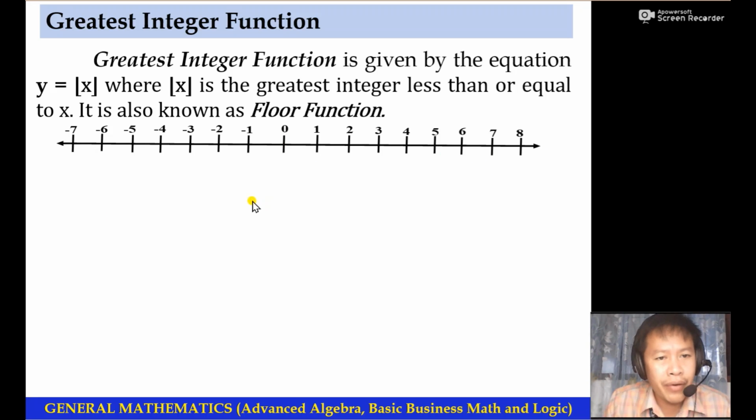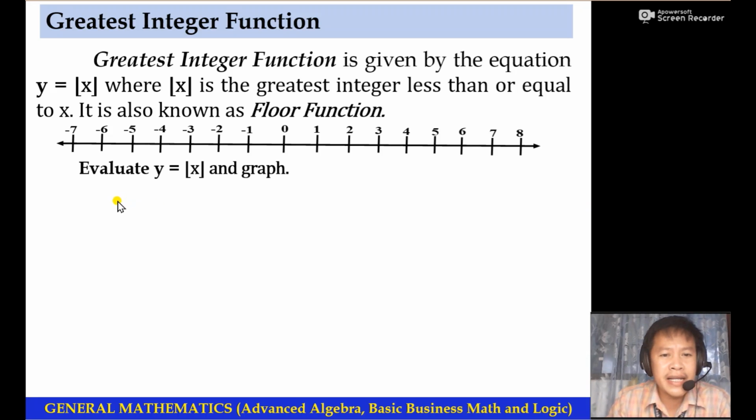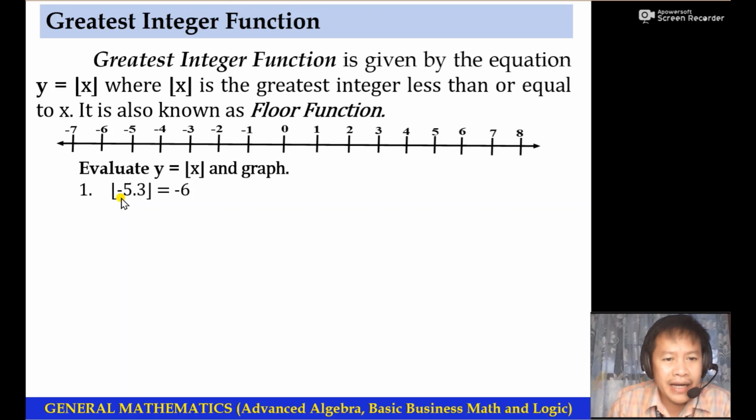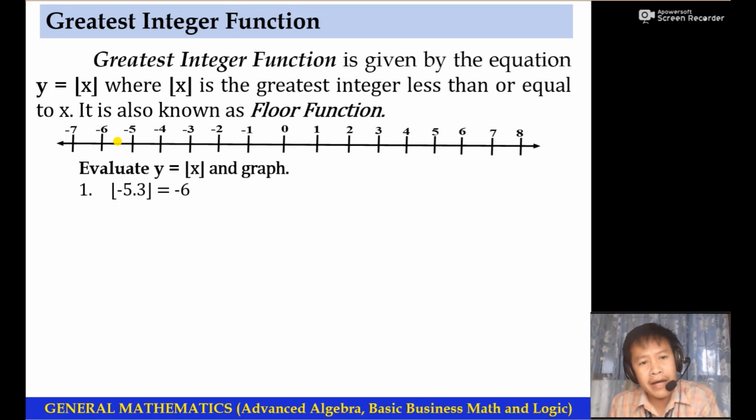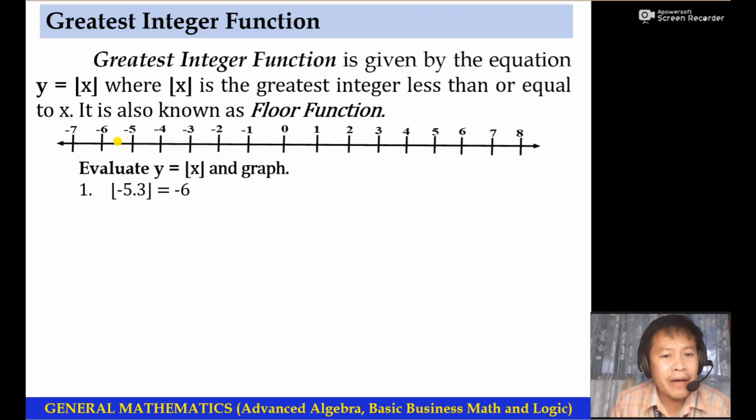Now, how are we going to evaluate the greatest integer function? For instance, number 1, what is the value of the greatest integer of negative 5.3? Where is negative 5.3? It is somewhere here. You are going to get the integer which is less than that decimal number. Do not get negative 5, because negative 5 is greater than negative 5.3. You are going to look for the integer which is less than that decimal number. That is why our answer is negative 6. Did you understand? If we have negative 5.05, our answer is also negative 6, because we are going to get the integer which is less than that particular number.